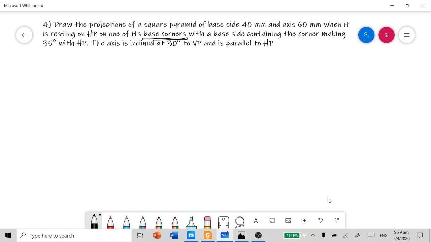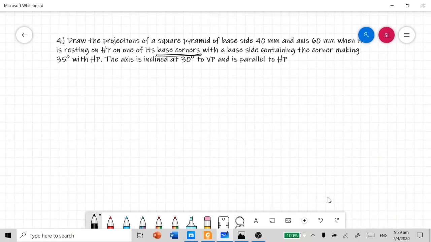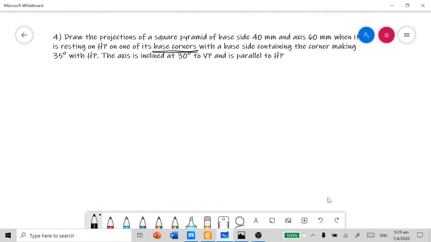So like the last problem, in this problem we are having two inclination values, 35 degree and 30 degree. One inclination is for a base side containing the resting corner, making 35 degree with HP, and the axis of the solid making 30 degree with VP.